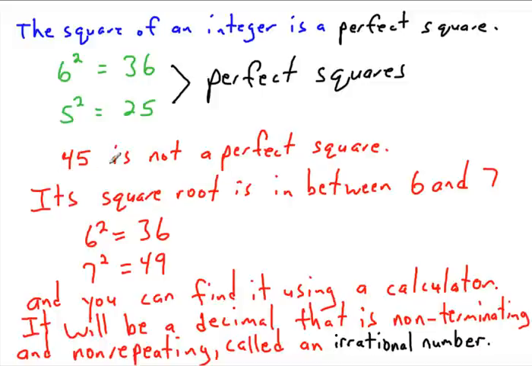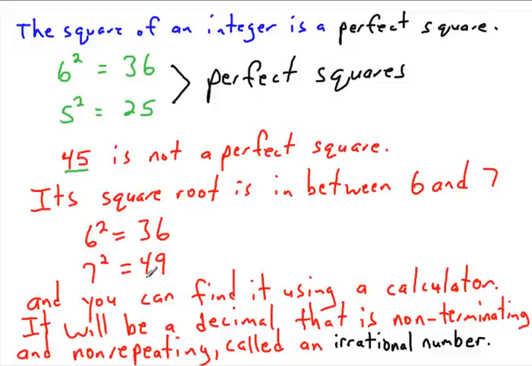Since the number 45 is not a perfect square, we don't know the exact square root. It's between 6 and 7, because 6 squared would be 36 and 7 squared would be 49. So we know that the square root of 45 is between 6 and 7. We could use a calculator to figure it out. If we're not using a calculator, you can just say between 6 and 7.